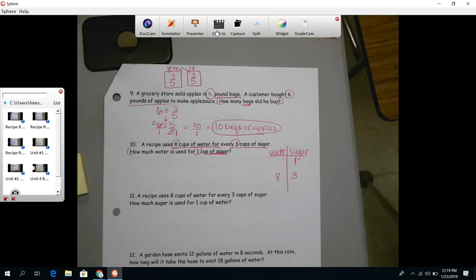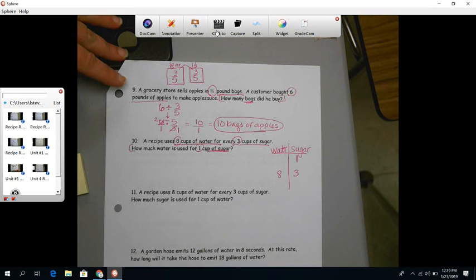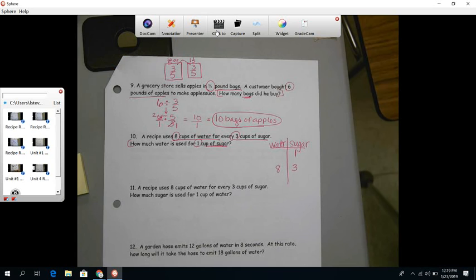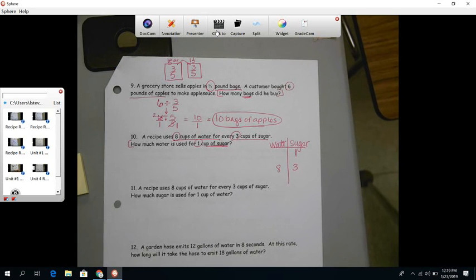All right, we are back for the next part here. Questions number 10 through the end. Sorry about the coloring. We'll try to get that taken care of. She's not wanting to cooperate today.